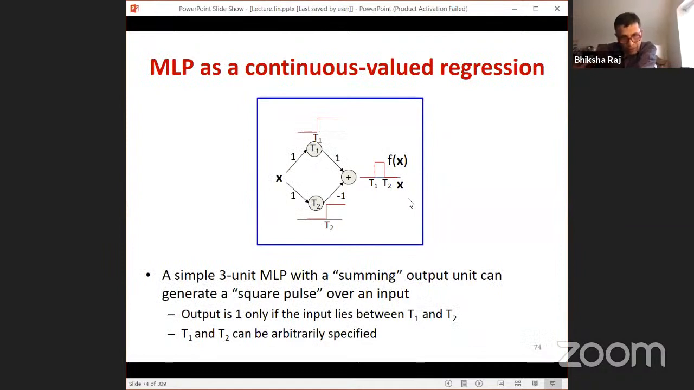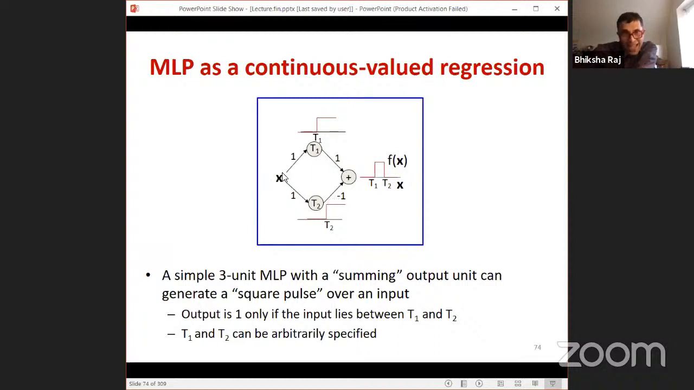But then we've looked at Boolean functions, we've looked at classification. What about regression? We know that neural networks can model any odd function if they can model sinusoids. So how is this possible? Now consider the simple three-unit MLP, which takes in just a single scalar input and produces a scalar output. These two are threshold gates. This gate outputs a 1 if the input exceeds a threshold T1. This gate outputs a 1 if the input exceeds a threshold T2. These two are combined with weights of 1 and minus 1 respectively and simply added.